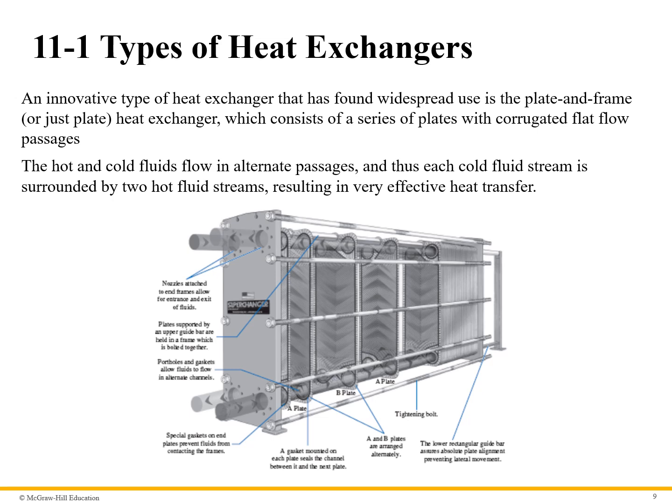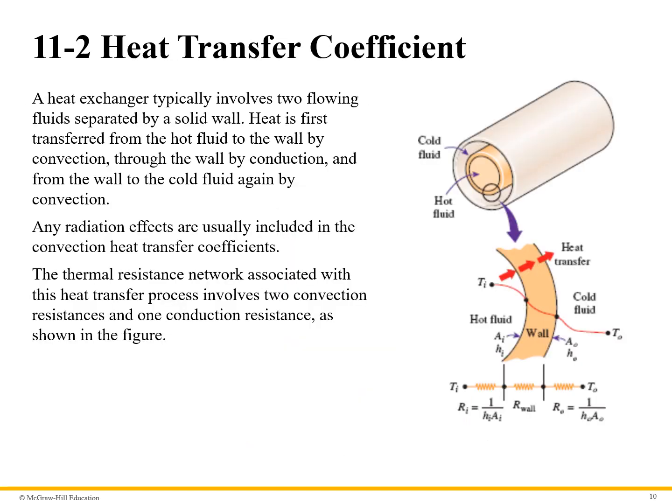So as we've seen, a heat exchanger typically involves two flowing fluids separated by a solid wall. Heat is first transferred from the hot fluid to the wall by convection, through the wall by conduction, and from the wall to the cold fluid again by convection. Any radiation effects are usually included in the convection heat transfer coefficients. The thermal resistance network associated with this heat transfer process involves two convection resistances and one conduction resistance, as shown in the figure.